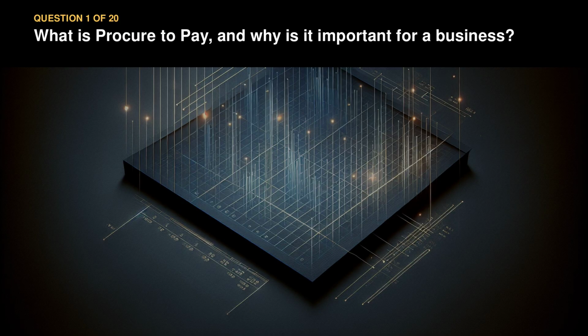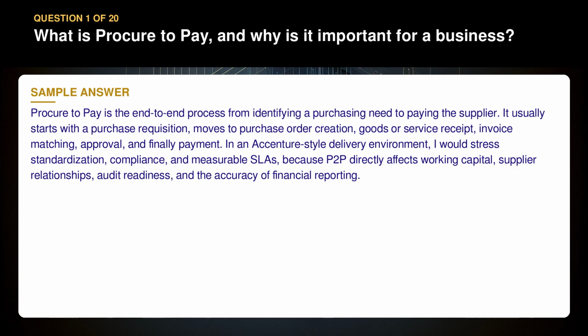Question 1. What is Procure-to-Pay, and why is it important for a business? Procure-to-Pay is the end-to-end process from identifying a purchasing need to paying the supplier. It usually starts with a purchase requisition, moves to purchase order creation, goods or service receipt, invoice matching, approval, and finally payment. In an Accenture-style delivery environment, I would stress standardization, compliance, and measurable SLAs, because P2P directly affects working capital, supplier relationships, audit readiness, and the accuracy of financial reporting.